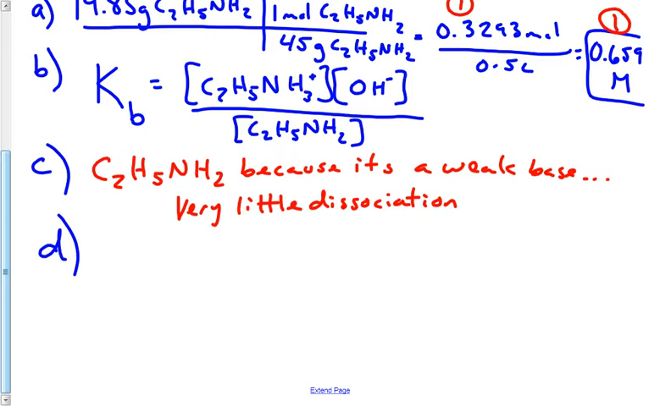A different solution is made by mixing 500 mils of 0.5 molar ethylamine with 500 mils of 0.2 molar HCl. Assume that the volumes are additive, meaning that now you have those two volumes together. The pH of the resulting solution is found to be 10.93.